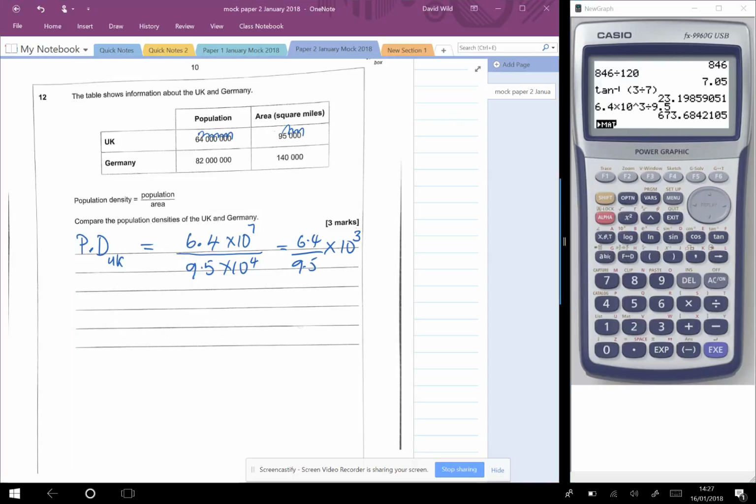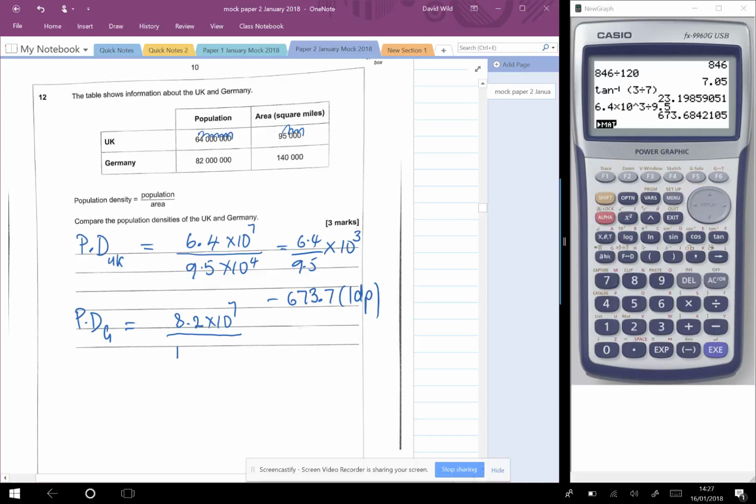And we're ending up with 673.7. That's one decimal place. I'll put my rounding in brackets. Let's have a look at the population density of Germany. Well, here we've got 8.2 times 10 to the 7. This is roughly the same size, same number of zeros, just slightly bigger population in Germany.